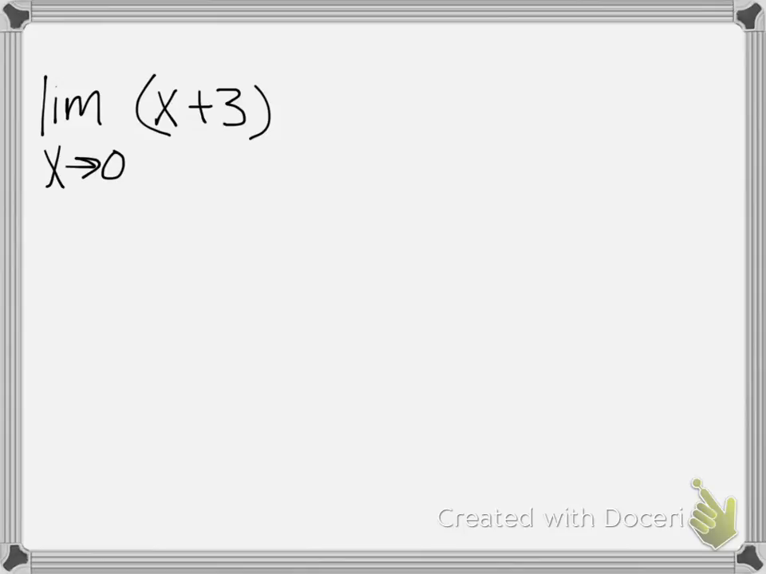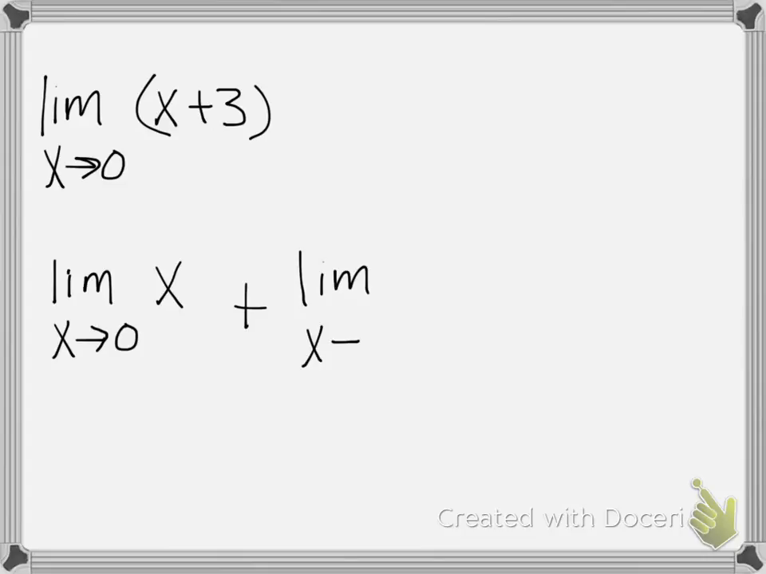And whenever you have something like this, using the limit laws, since we have addition, we can break it apart a little bit and just say the limit as x goes to 0 of x plus the limit as x goes to 0 of 3. Alright, so this one right here is saying x is going to 0. So that one's just going to give us 0. And that's going to be added to the limit as x approaches 3.